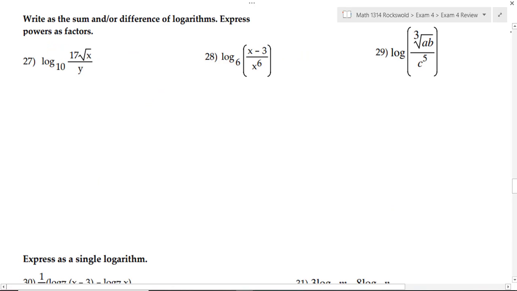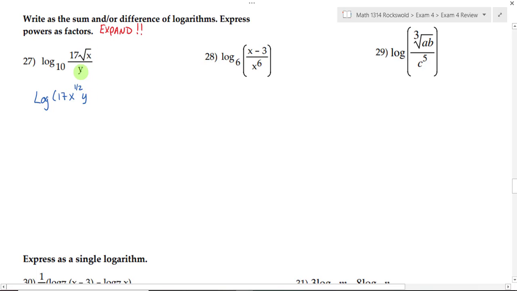On 27 through 29, the instructions are to write the sum and or difference of logs and express powers as factors. What this means is I want you to expand this completely. The easiest way that I've found to do this is to start by rewriting the argument of the log as a product of powers of bases. So log base 10 could be rewritten as log base 10. And do I need to write this base here? I really don't, because if I don't write the base, then we assume that it's a common log. So I could just write log of 17 times x raised to what power would give me that square root?